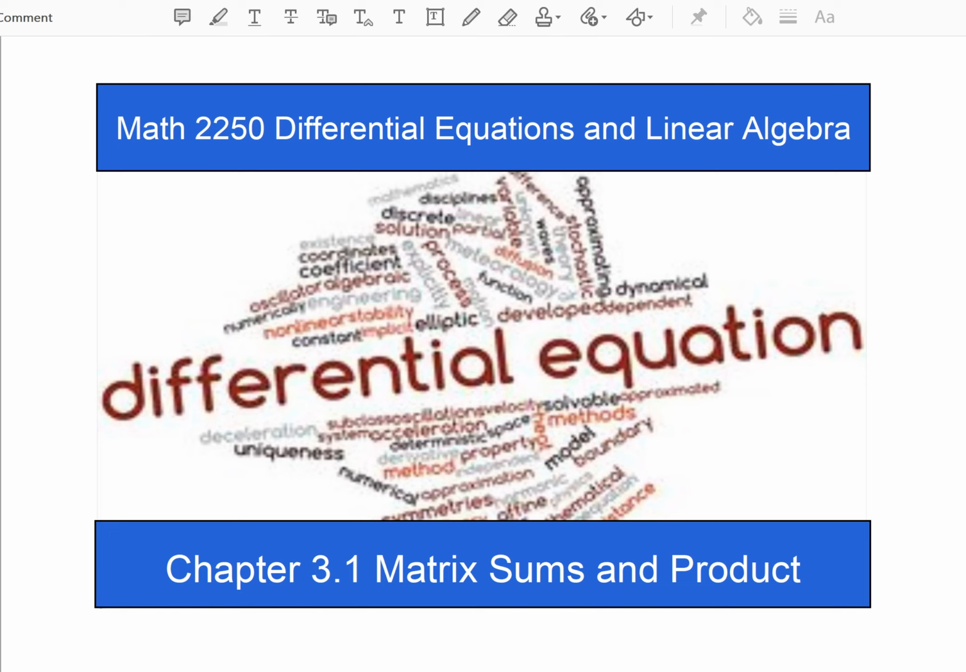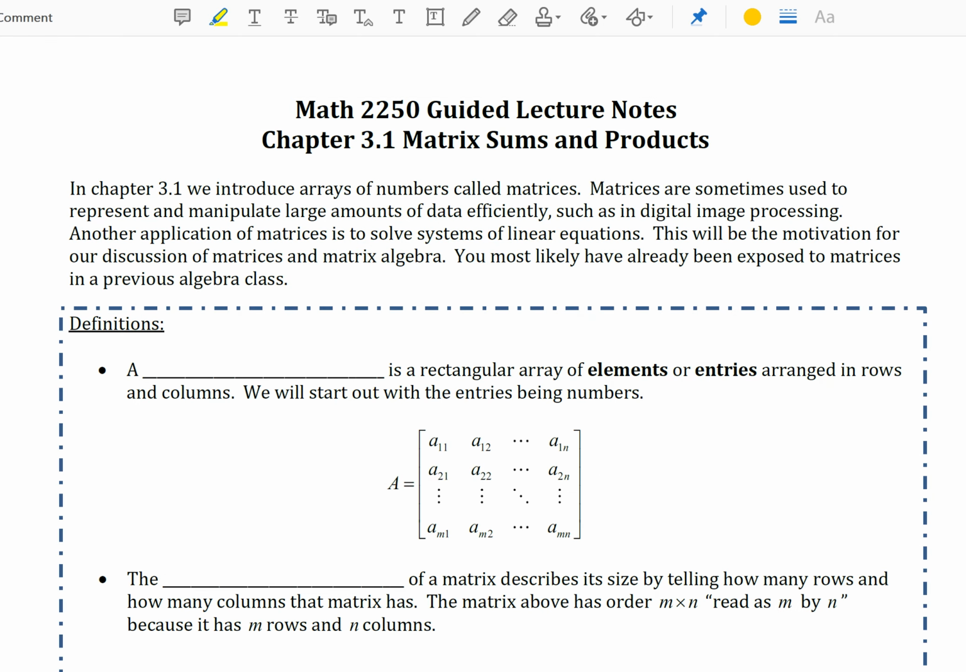In this video, we are going to be going to Chapter 3.1, Matrix Sums and Products. In Chapter 3.1, we introduce arrays of numbers called matrices. Matrices are sometimes used to represent and manipulate large amounts of data efficiently, such as in digital image processing. Another application of matrices is to solve systems of linear equations. This will be the motivation for our discussion of matrices and matrix algebra.